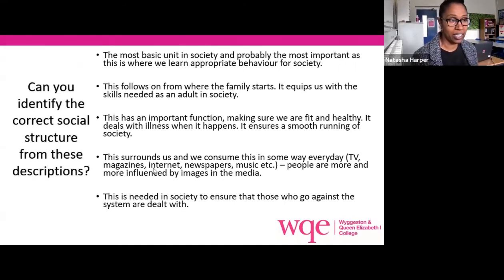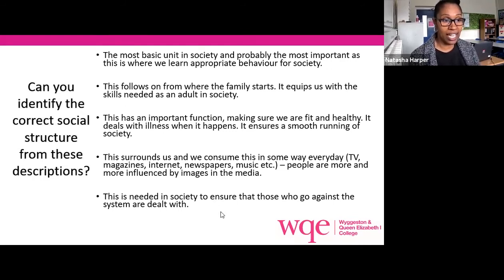The fourth one then surrounds us and we consume this in some way every day. So TV, magazines, the internet, newspapers, people are more and more influenced by the, well, it's right there, mass media, okay? So whether it's social media, TV, or newspapers, this is where largely we get our information from. Very, very influential in society, one of the very influential social structures in society.